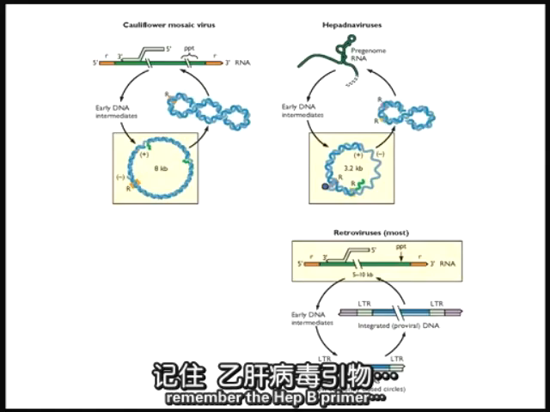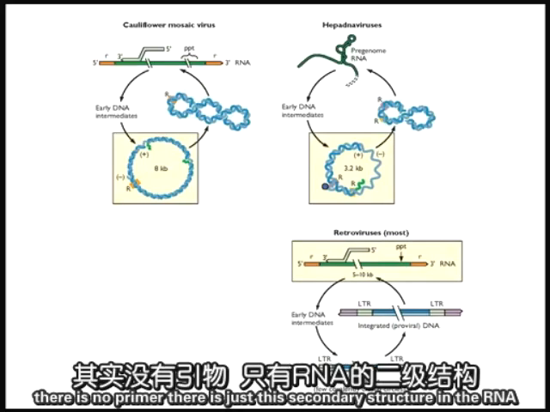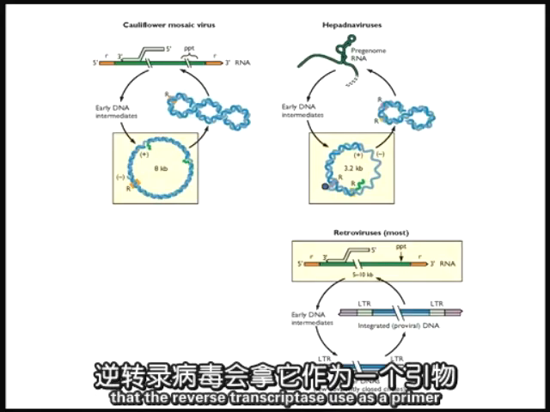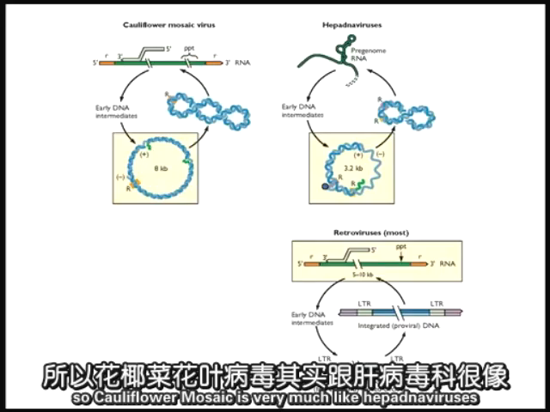Remember, for the Hep B primer, there was no primer, there was just this secondary structure in the RNA that the reverse transcriptase used as a primer. So cauliflower mosaic is very much like hepadnavirus.